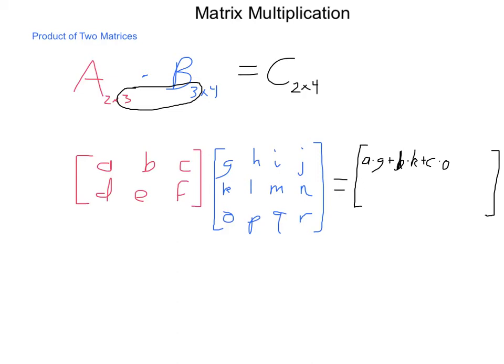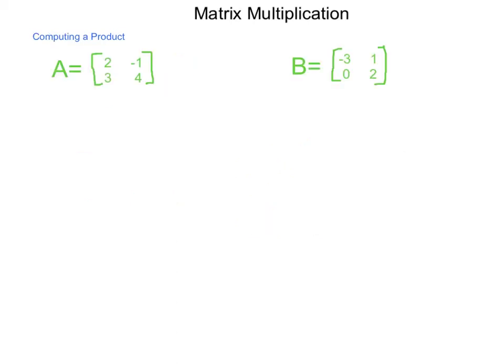Hard to do and describe when we're talking about variables only, so let's look at this from the perspective of a number. So I have here matrix A and matrix B. Both of them are 2 by 2s, so we have the right dimensional setup, and we're going to end up with a 2 by 2 resultant. So I want to do matrix A times matrix B. That looks like 2, negative 1, 3, 4, multiplied by negative 3, 1, 0, 2.